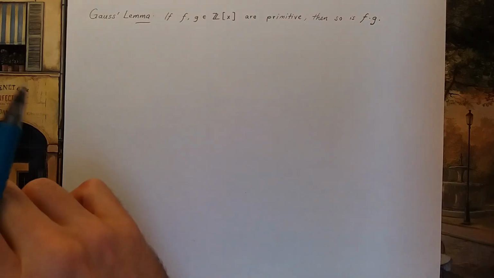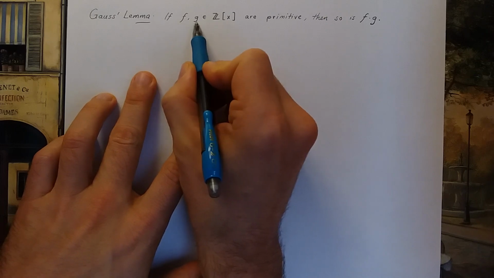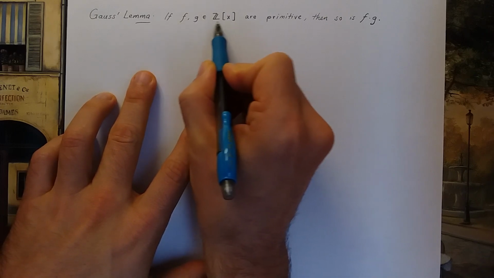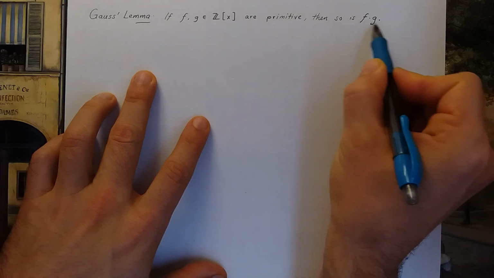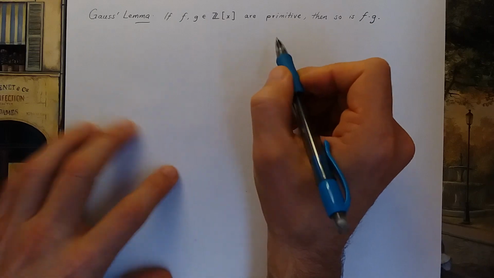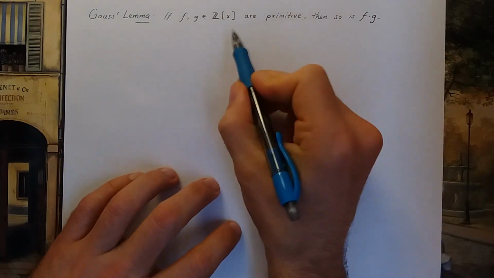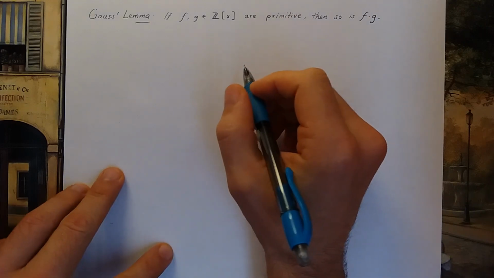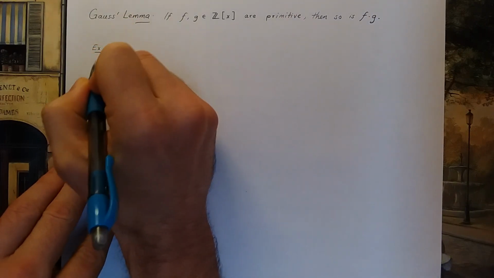So let's take a look at Gauss's lemma on polynomials, which says that if you start with two polynomials with integer coefficients that are primitive, then so is their product. So remember the definition of primitive. Primitive meant that the coefficients of your polynomial have greatest common divisor 1. So we'll prove this, but let's do an example just to clarify.